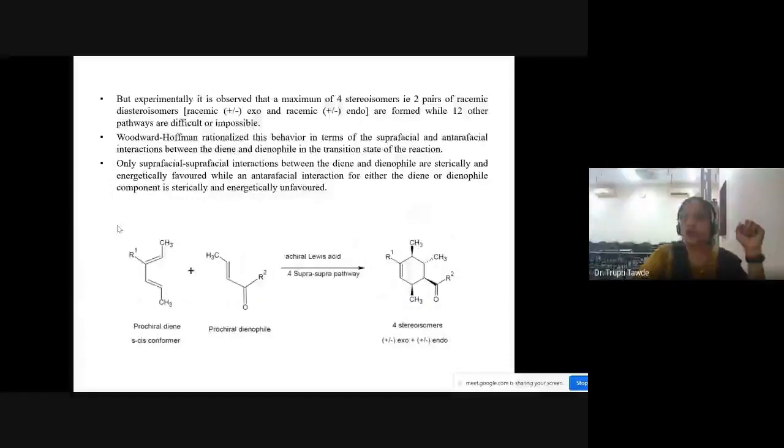So before I go ahead, I'm repeating again: if your diene and dienophile are prochiral, as you can see in this example, we will end up with the generation of four stereogenic centers, or four chiral centers. If I have to get selectively only one isomer in the reaction, I will call that an asymmetric reaction.